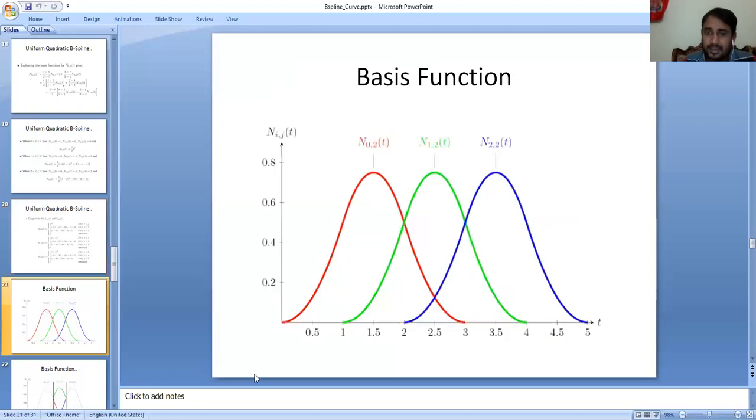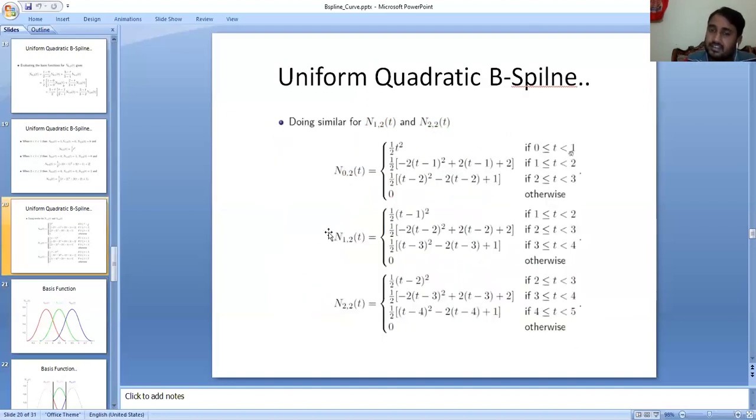So what will happen here? This function will shift when this function is from 0 to 3. This is the equation. When we shift from 0 to 1, we'll get the N12. And when we shift this from 0 to 2, we'll get the N22. So there is only the shift. The curve will be similar, but there is only a shift here.